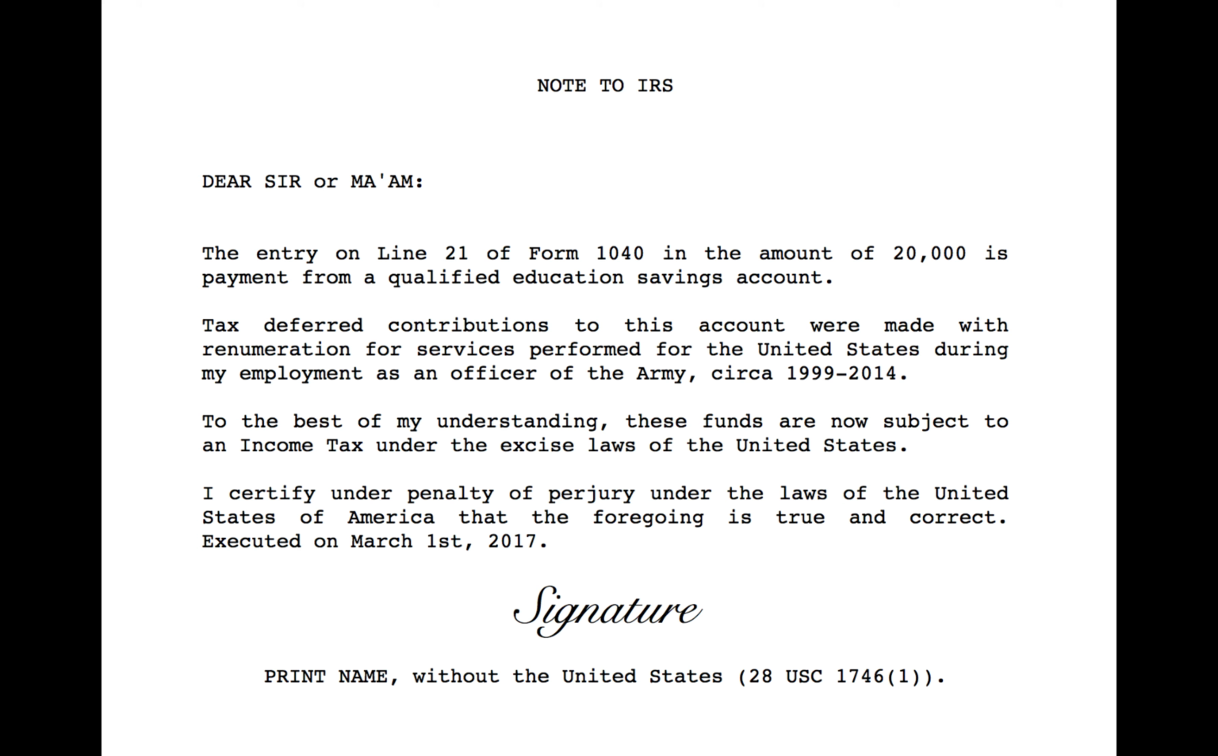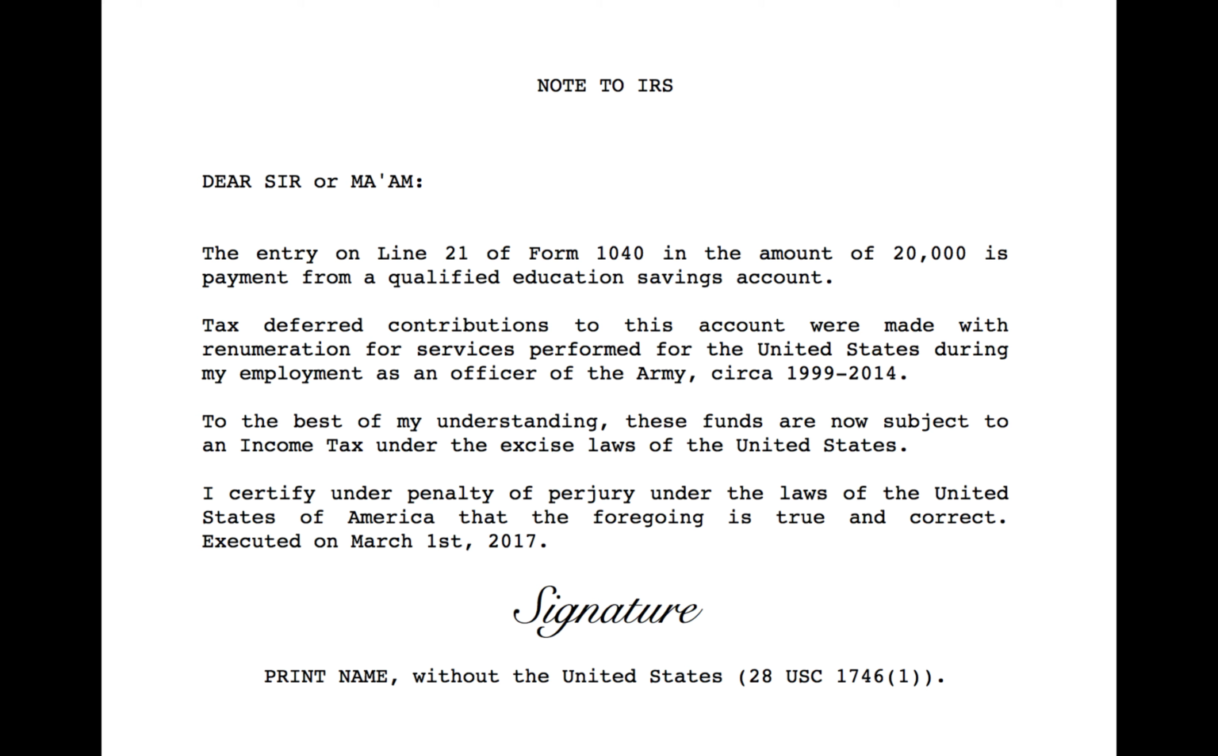Tax deferred contributions to this account were made with remuneration for services performed for the United States during my employment as an officer of the Army circa 1999 through 2014. To the best of my understanding, these funds are now subject to an income tax under the excise laws of the United States. I certify under penalty of perjury under the laws of the United States of America that the foregoing is true and correct. And I executed on March 1st, 2017.